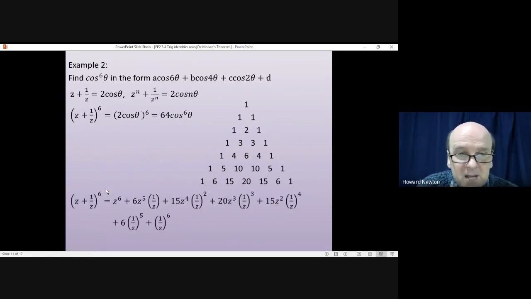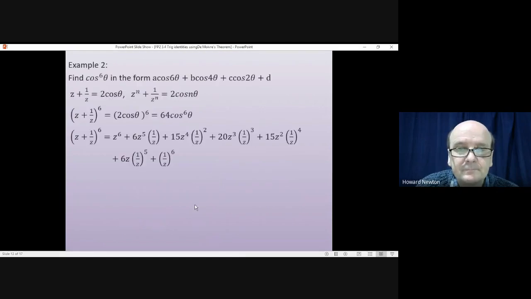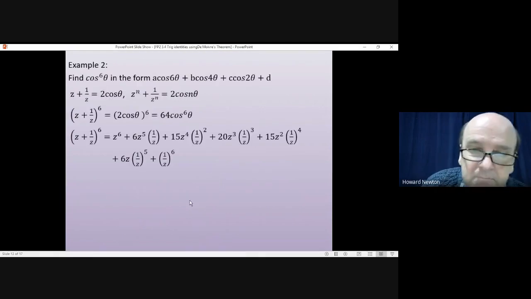Multiplying those brackets out, the first term will be z to the power of 6 when we take z from each of the 6 brackets. When we take z from 5 of the brackets and 1 over z from one of them, then that is what we will get. And so on and so on. The powers of z go down by 1, the powers of 1 over z go up by 1. Okay, that's what we've just done.